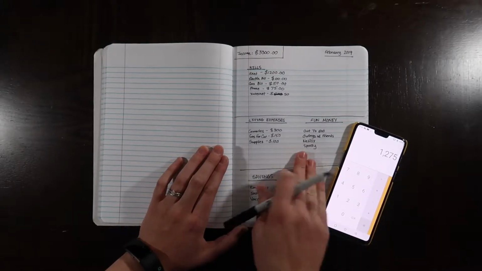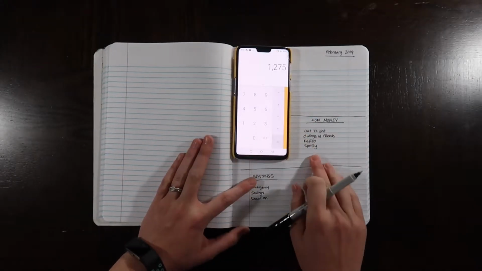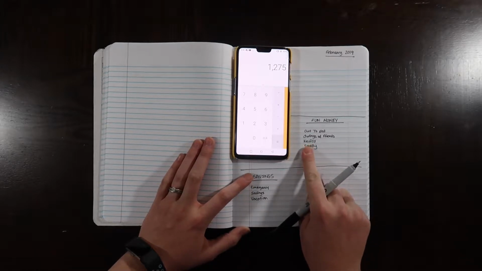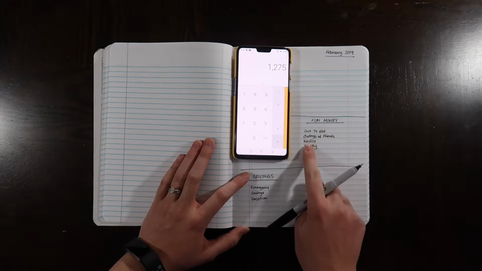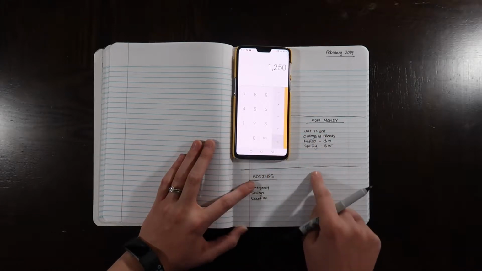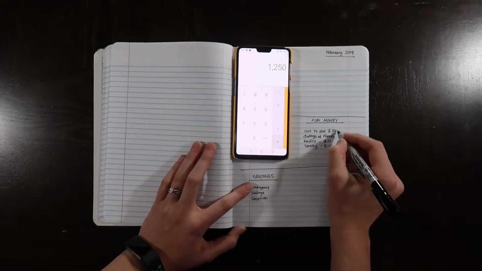Next, we have our fun money category. Now, because these are things that aren't necessarily essential, we'll start with any subscriptions you have, and then we'll work out putting down the things you'd like to spend. And keep in mind, if it's an exact bill, write the exact amount.